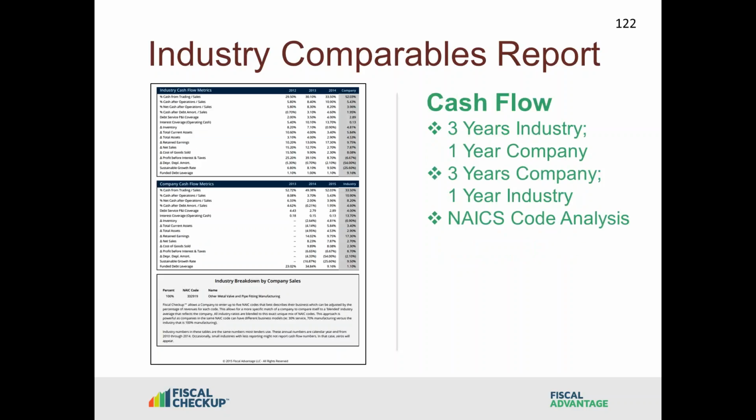This page completes the ratio analysis with about 15 cash flow related ratios. The table on the top has 3 years of industry data, the table on the bottom has 3 years of company data. On the bottom of this page is a brief discussion of the NAICS codes represented in this report.